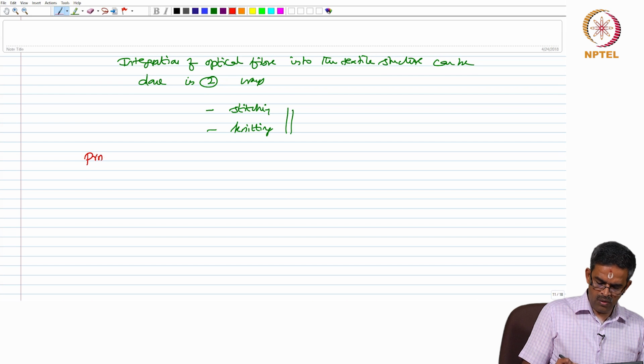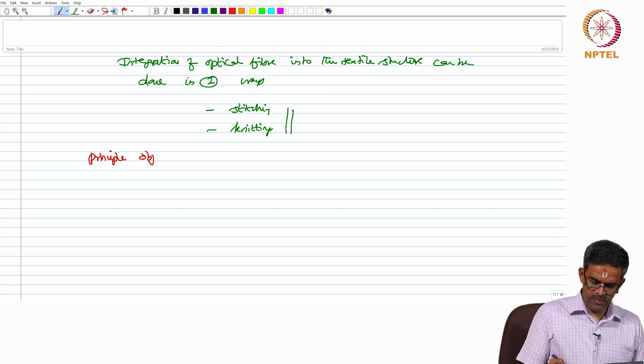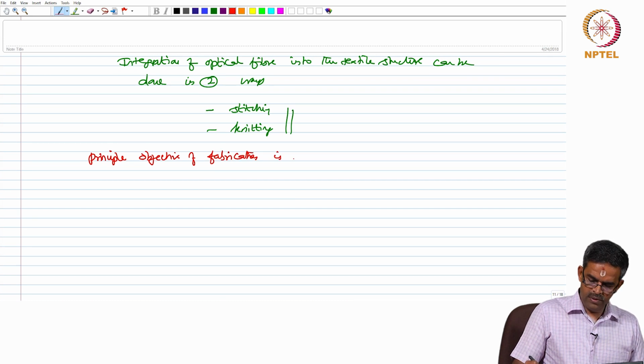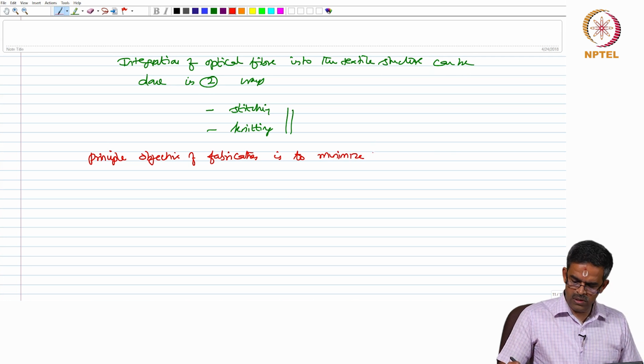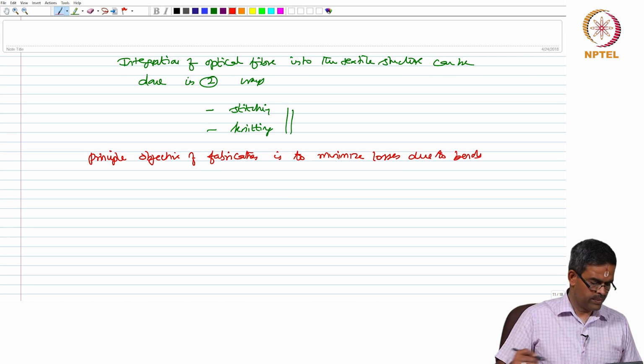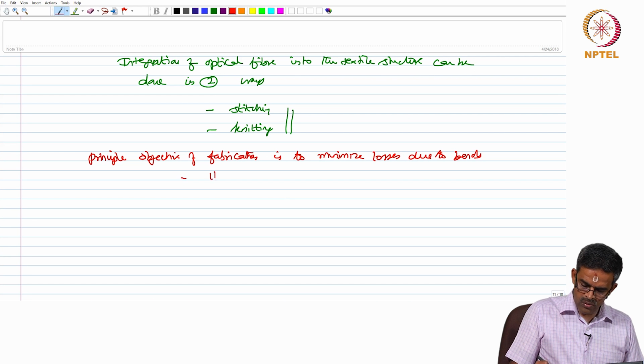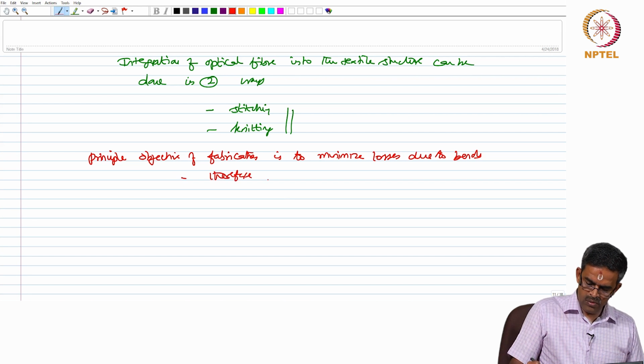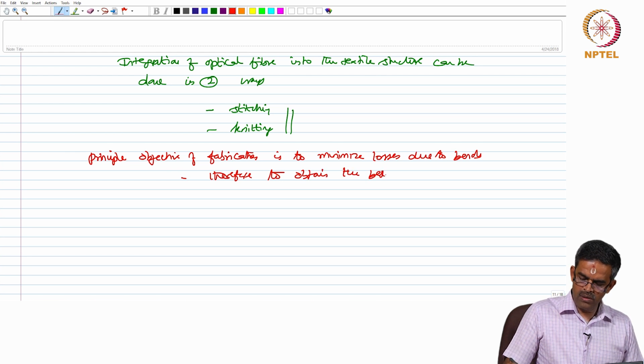The principal objective of fabrication is to minimize losses due to bends, and therefore, to obtain the best bonding.